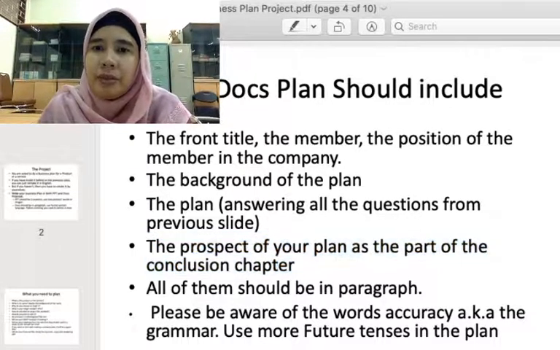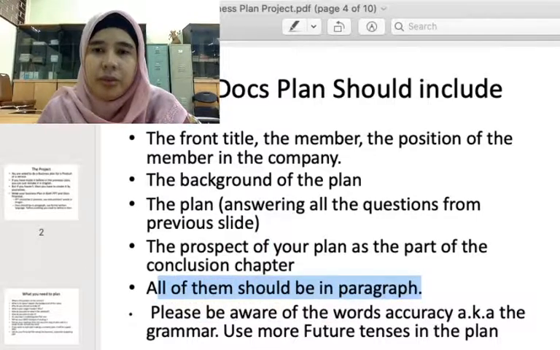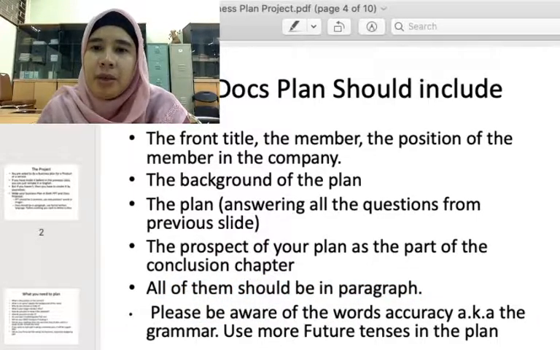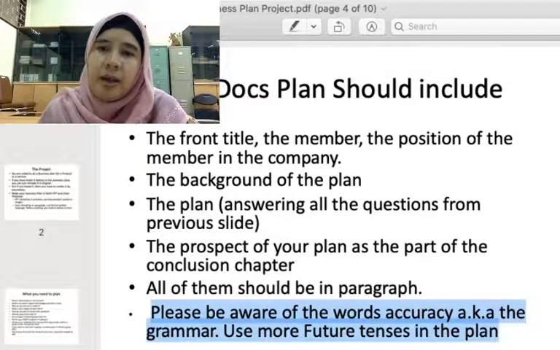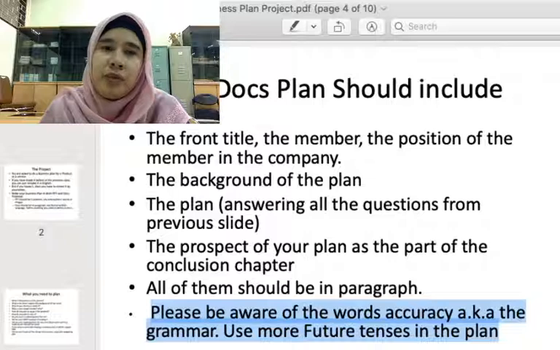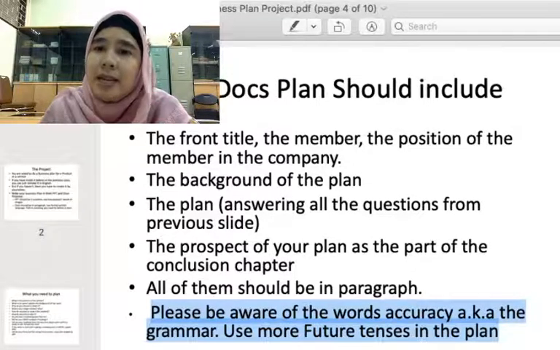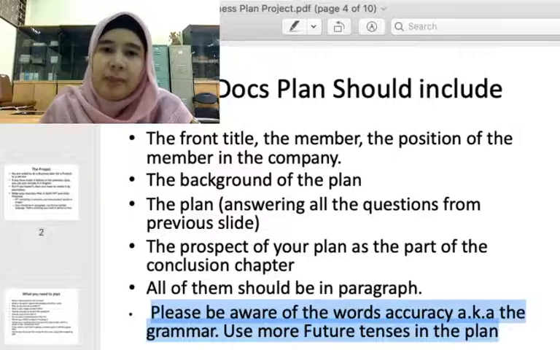Next, all of them should be in the paragraph. Next, please be aware of the word accuracy, aka the grammar, used for future tenses in the plan. Because this is planning, so planning is much more related to future tense, so please use a lot of future tenses in your sentences in the proposal.